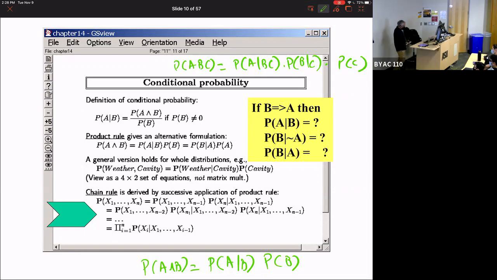See what I'm saying? In general, if you have an entry, probability of x1 to xn, it can be written as, basically you have to read the other way around: xn given x1 to xn minus 1, times xn minus 1 given the previous, and so on, all the way to the front. So that's the chain rule.